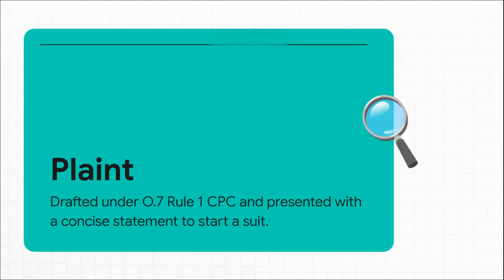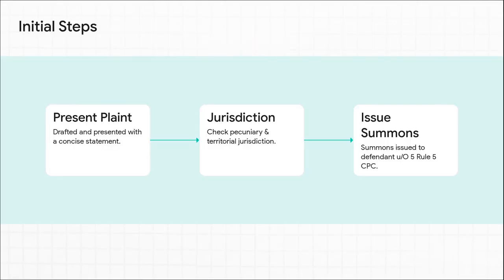To kick things off, we really need to understand a critical piece of legal terminology, and that's the plaint. Think of it simply as the formal complaint. It's the foundational document of any civil suit, drafted under Order 7, Rule 1 of the CPC. This document officially starts the clock. It has to be presented along with a concise statement of the claims to actually spark the whole judicial process into action.